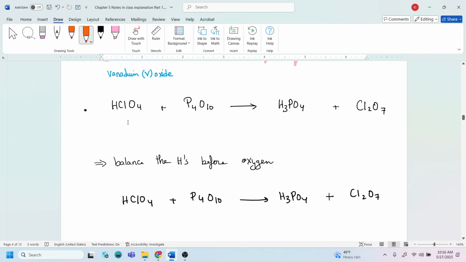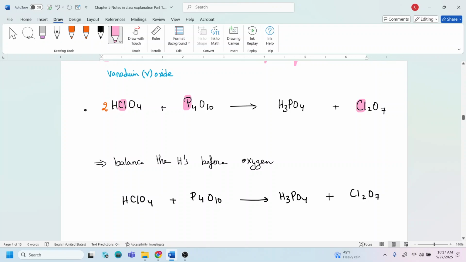Okay, so HClO4, this is the perchloric acid. I am reacting it with P4O10. Remember, this is 2 nonmetals, so if I want to name this, it is going to be tetraphosphorus decaoxide, using prefixes with 2 nonmetals. So I am starting with chlorine. Let's balance the chlorine in here. Chlorine is not balanced, so I'm going to put 2 there. After I balance the chlorine, I'm going to balance the phosphorus.